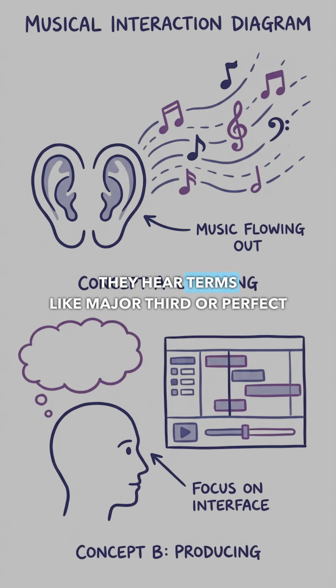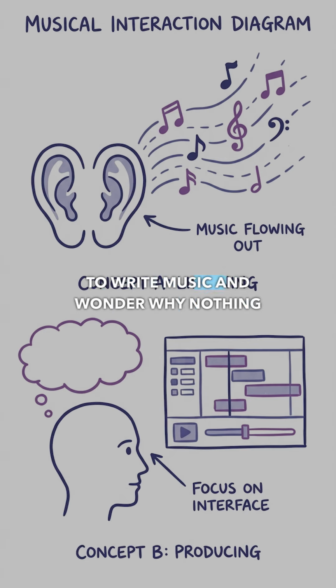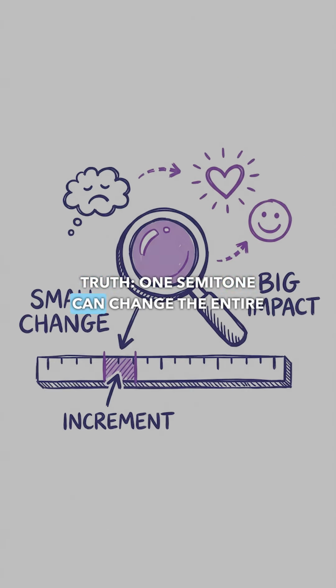strange. They hear terms like major third or perfect fifth and tune out, then try to write music and wonder why nothing feels intentional. Here's the truth: one semitone can change the entire emotional meaning of a chord.